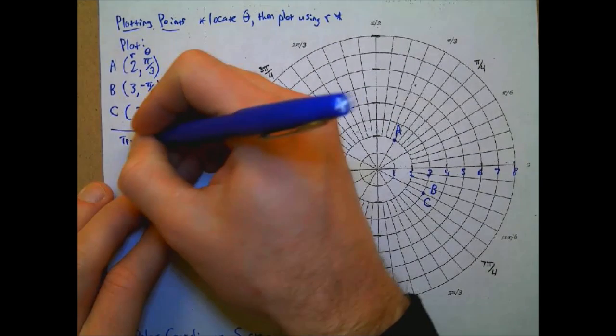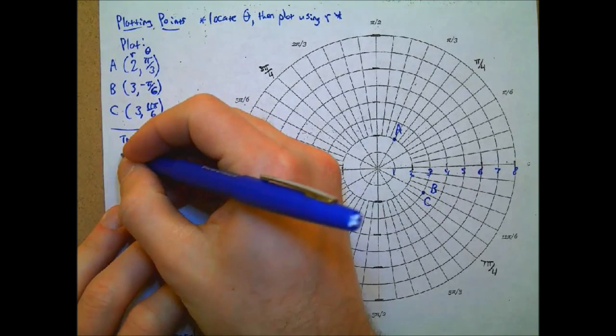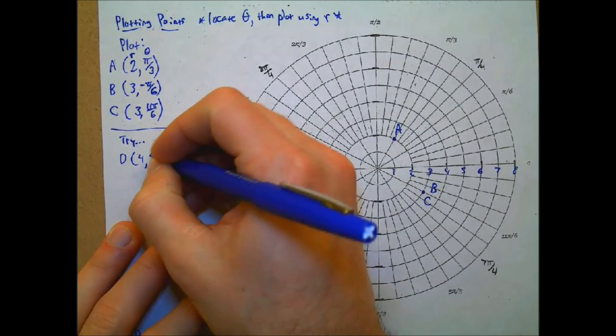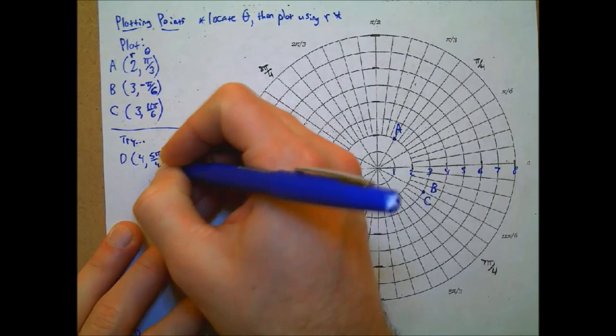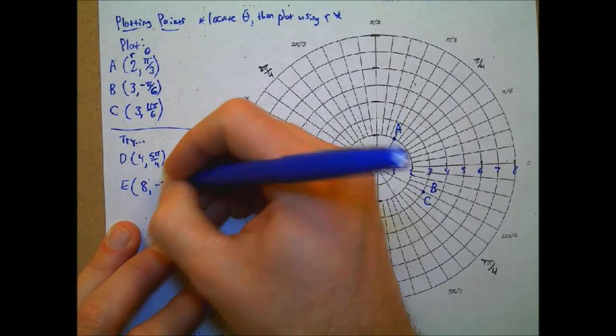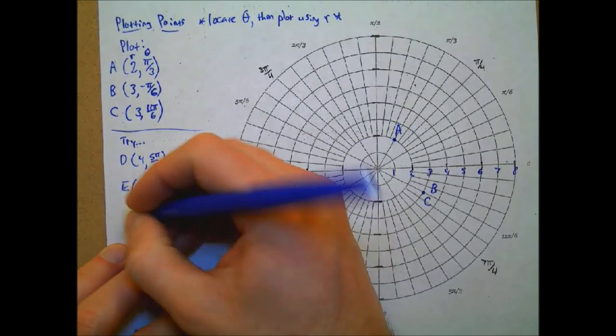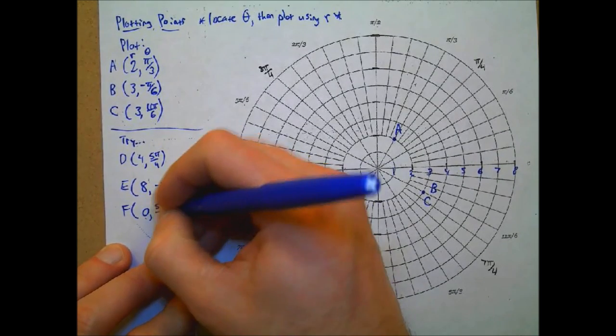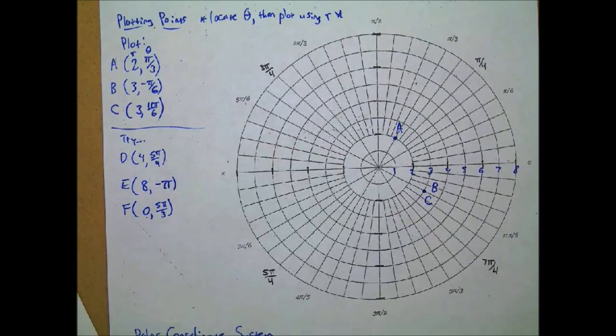You guys try this. I'm going to give you 3 here to try. Let's locate point D at 4 comma 5 pi over 4. Locate point E at 8 comma negative pi. And let's locate point F at 0 comma 5 pi over 3. Go ahead, try those 3, and I'll do them in red on mine here.